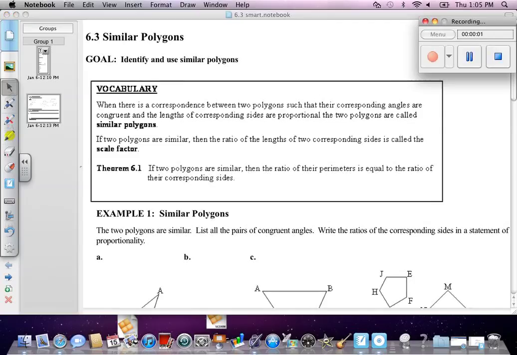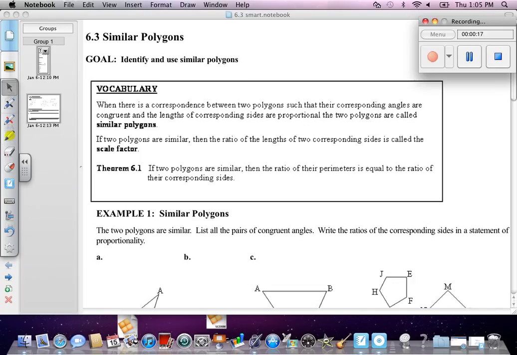All right, we're looking at 6.3, similar polygons. We're going to identify and use similar polygons. When there is a correspondence between two polygons such that their corresponding angles are congruent and the lengths of the corresponding sides are proportional, the two polygons are called similar polygons.